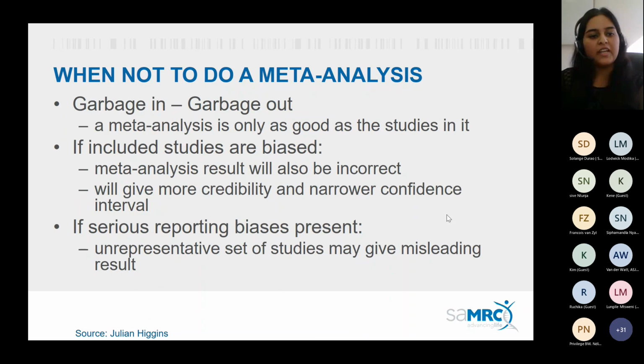The second reason why we may not want to do a meta-analysis is if the studies are too unreliable. That is, if their risk of bias is too high for us to be confident that they are telling us the truth. A meta-analysis is only as good as the studies in it. So if the studies are biased, then the result of the meta-analysis will also be biased. It's also important to consider whether your studies are a true reflection of the research in the field. Reporting bias or publication bias might mean we have an unrepresentative sample, and that exaggerates the true intervention effect. So if you suspect that your review is suffering from this problem, it may be best not to present a meta-analyzed result.